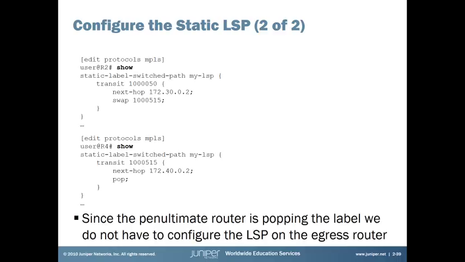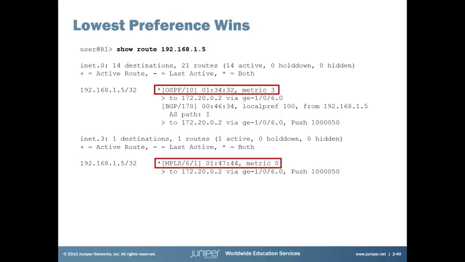So R4 will do a lookup based on that label information. The next hop, 172.40.0.2, and the pop statement. So there is no swap, just a pop statement. With R4 being the penultimate router, it's popping the label, so you don't configure an LSP on the egress router. Essentially, the egress router will just forward that traffic as usual.